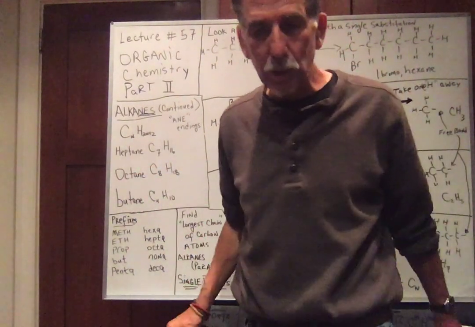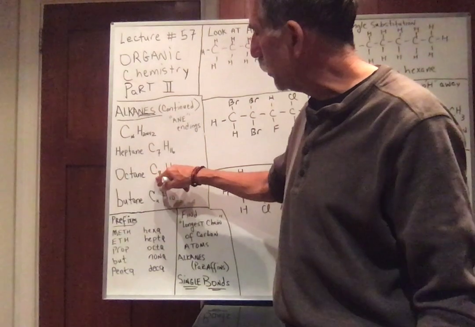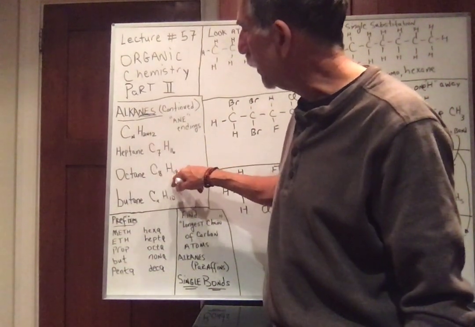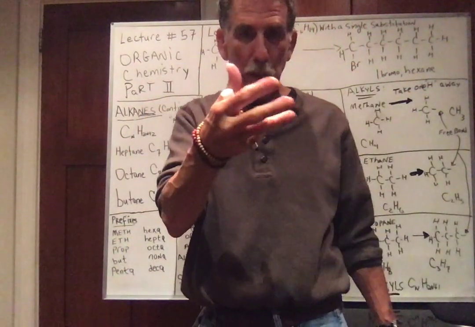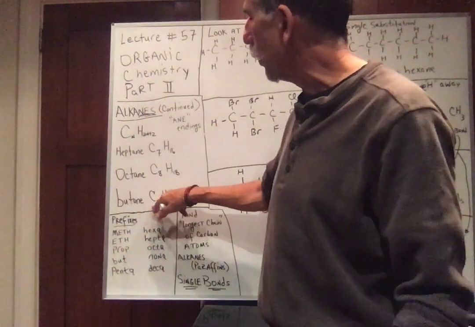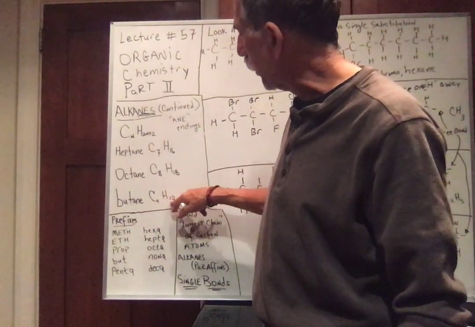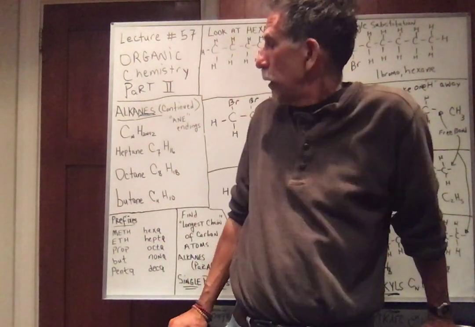Octane, the stuff in gasoline, right? Oct is 8. If we have 8 carbons, 2 times 8 is 16, plus 2 is 18. Butane, M-E-P-B, me eat peanut butter. But is 4 carbons, so 2 times 4 is 8, plus 2 is 10. Butane's the stuff in the lighters.